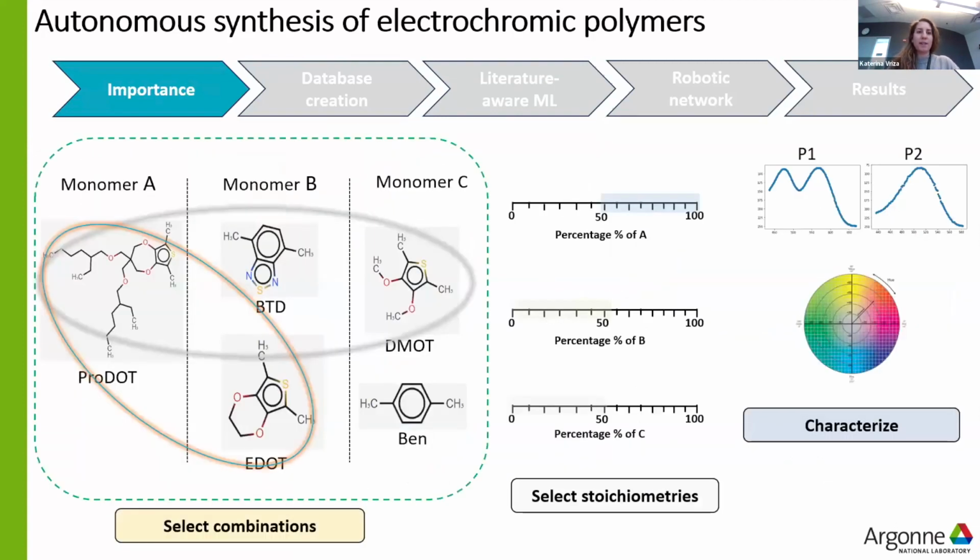So our search space looks like that. We need to select among different monomers, we need to select the ratio, and then we also need to characterize them using the absorption spectra, so that we can know, based on that, what is the color of the polymer we synthesized, and also what is the electrical property, for instance, the band gap. That is important. So we need molecular structure and absorption spectra together with their percentage.